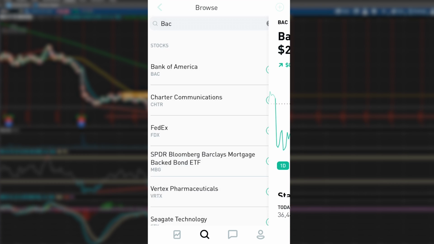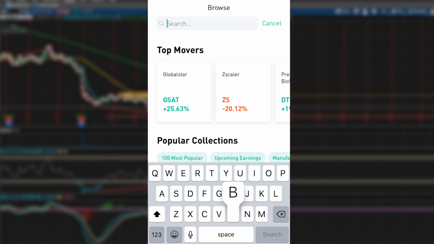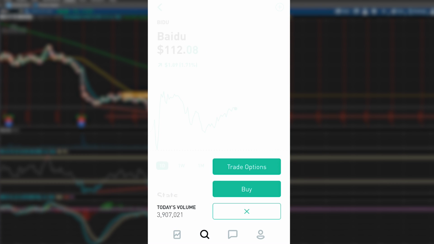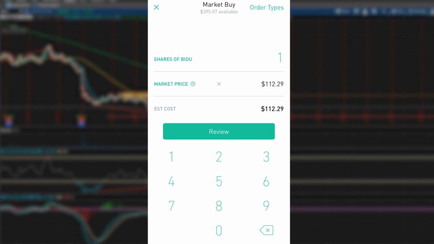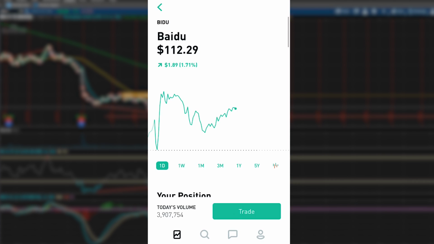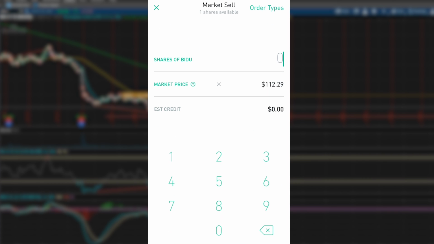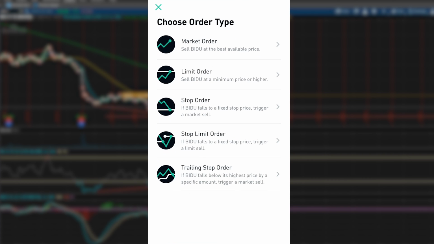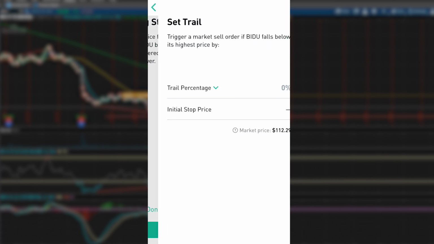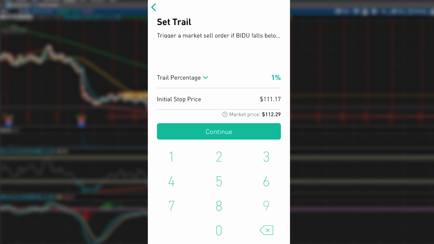So I haven't bought the share yet. Let's go ahead and do that really quick. So it's BIDU. So to set a trailing stop loss, I'm going to go to trade, sell, go up in the top right hand corner, you see order types up there. Then you're going to go to trailing stop order. You can hit continue. We're going to trail it by 19%.